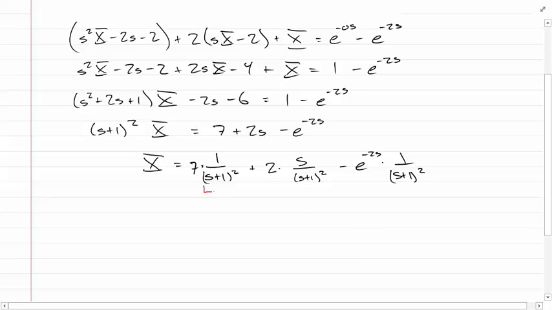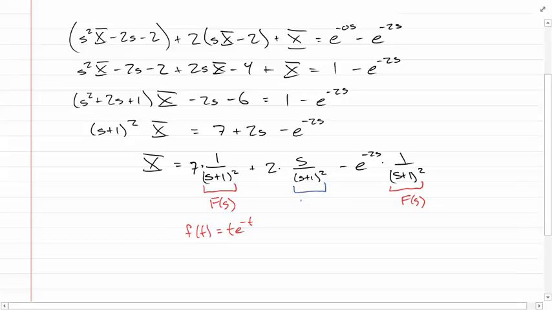Now I'm going to label things here. So this first one I'm going to call capital F of s. Capital F of s is going to be 1 over s plus 1 squared. And you can look up in the table, that means little f of t, the inverse Laplace transform of that guy, would actually be t e to the minus t.